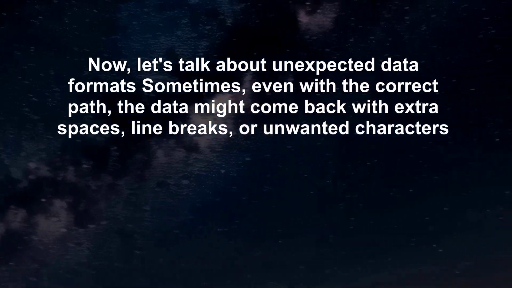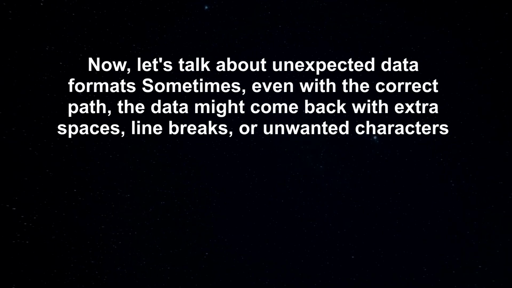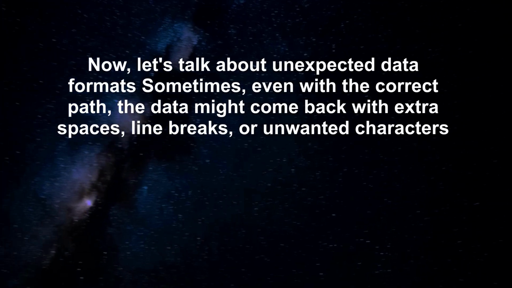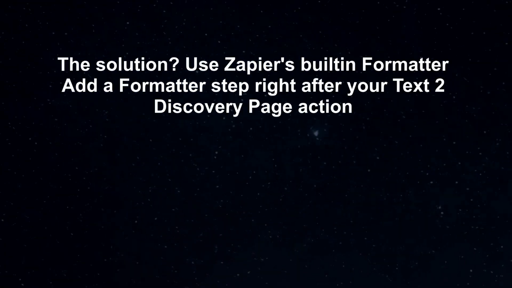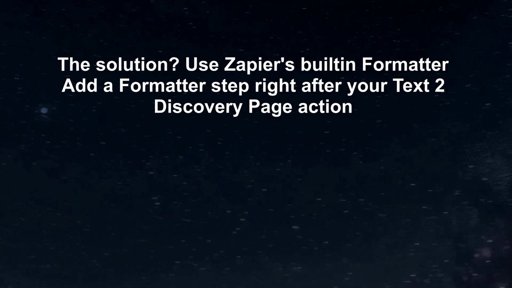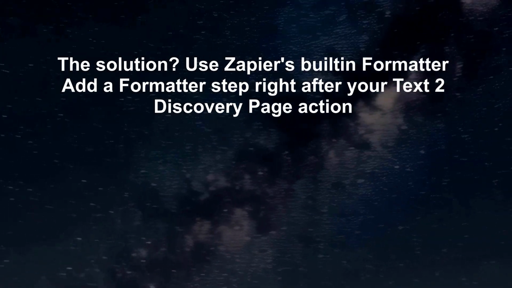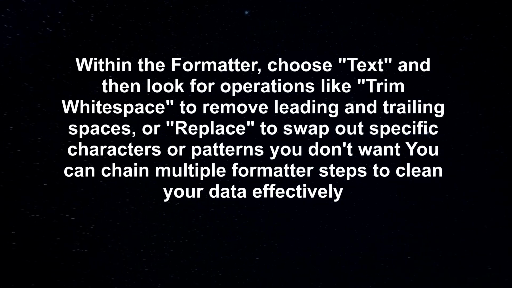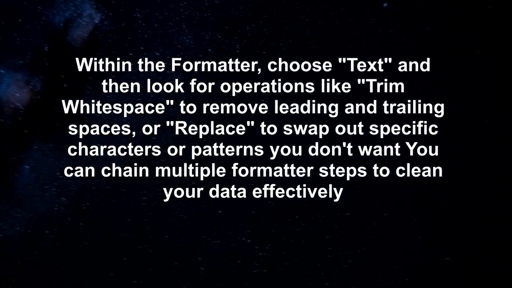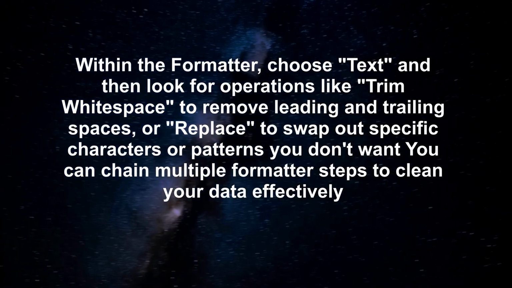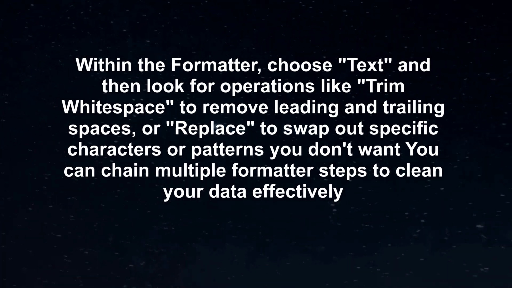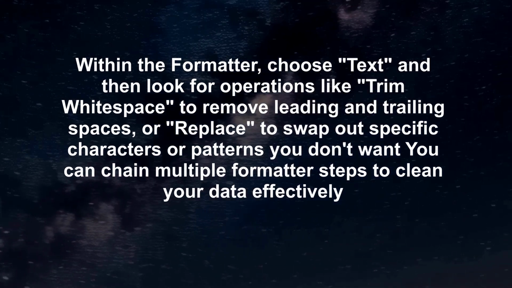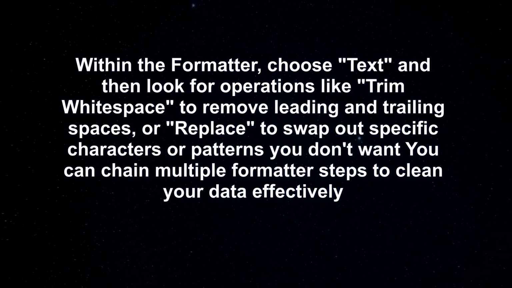Now let's talk about unexpected data formats. Sometimes, even with the correct path, the data might come back with extra spaces, line breaks, or unwanted characters. The solution: use Zapier's built-in formatter. Add a formatter step right after your Text-to Discovery page action. Within the formatter, choose Text, and then look for operations like Trim Whitespace to remove leading and trailing spaces, or Replace to swap out specific characters or patterns you don't want. You can chain multiple formatter steps to clean your data effectively.